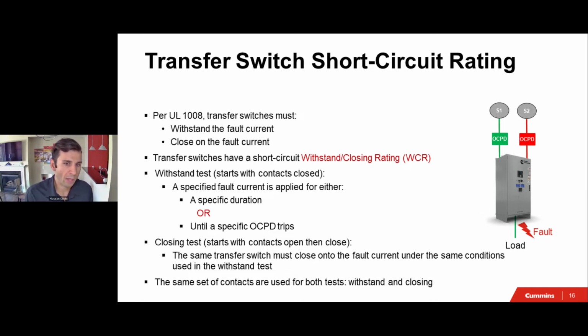Now here we have a fault. The fault is being fed by source 1, and for the sake of argument, whatever caused that fault hasn't vaporized yet. What happens in this case is this OCPD will trip and open up the circuit. The transfer switch senses that it doesn't see source 1 available, and let's just say source 2 is a utility, or maybe a generator, and that source is available. It will go ahead and transfer to that source.